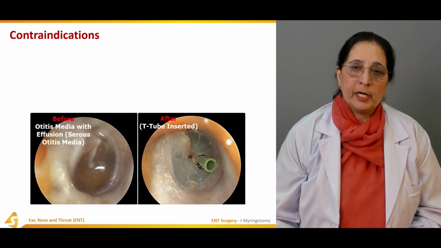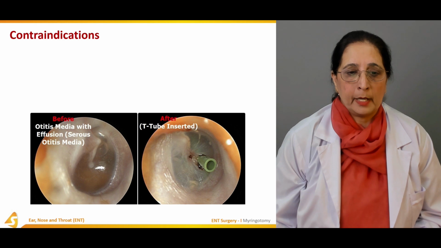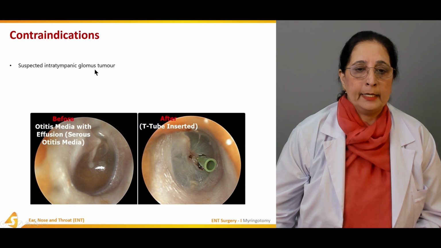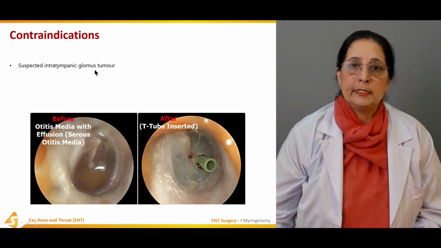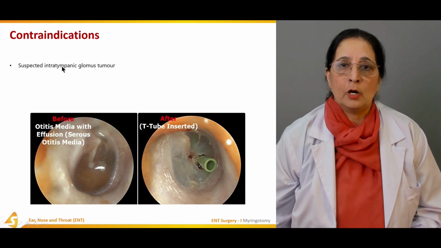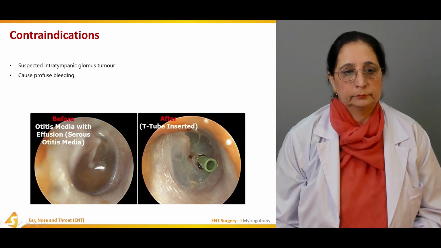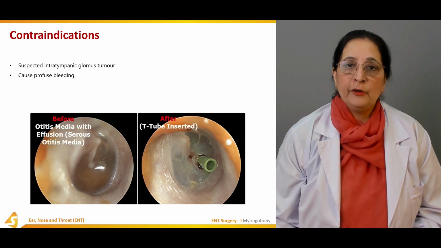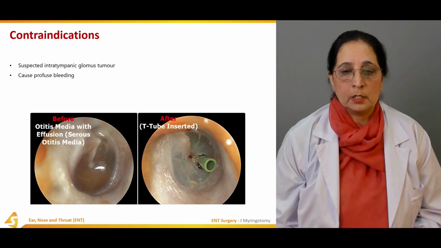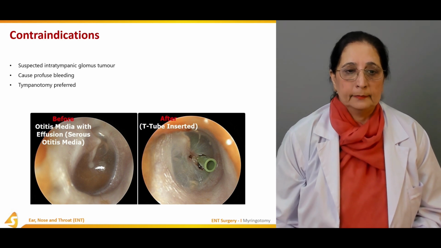Next, some contraindications. What are the conditions in which we cannot perform myringotomy? Suspected intratympanic glomus tumor. If a glomus tumor is suspected in the tympanic membrane, we should not perform myringotomy, because it can cause profuse bleeding in case of glomus tumor, which is a vascular tumor. Tympanotomy is preferred.